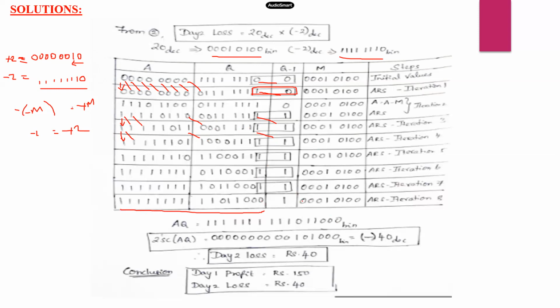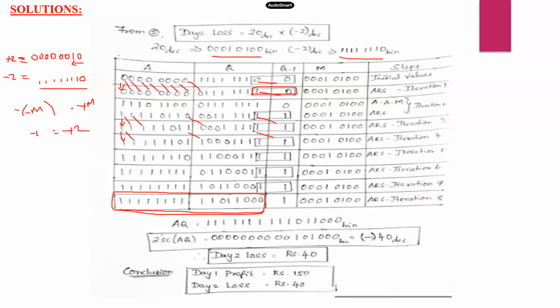Finally, what you will get is 20 into minus 2, that is minus 40. So what is the answer you got? That is the answer for minus 40. You convert this number into decimal, and you will get minus 40. If the answer is not directly correct, then you have to take the 2's complement of AQ, and you will get minus 40. That is a way to ensure whether the result is correct or not.